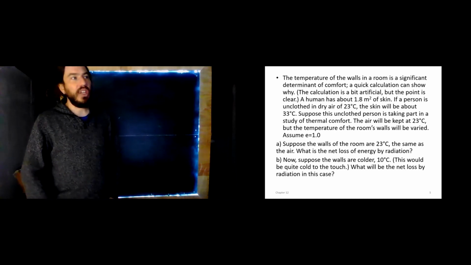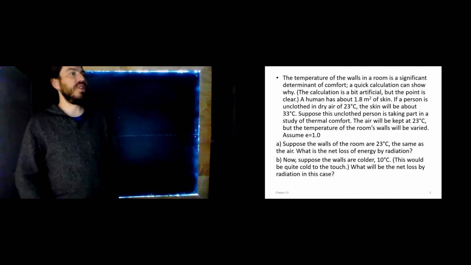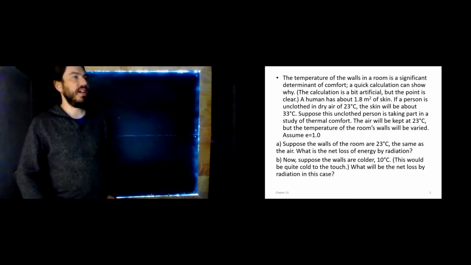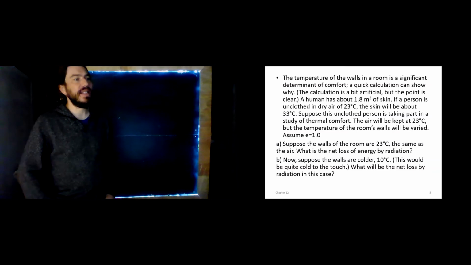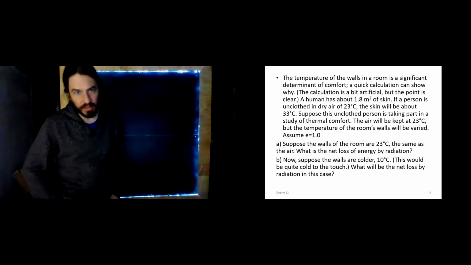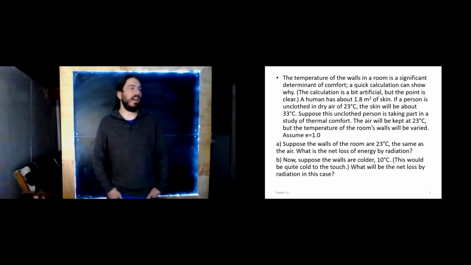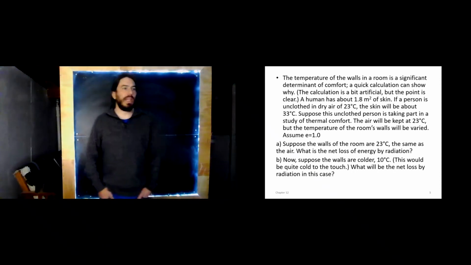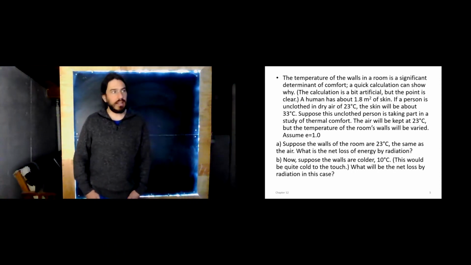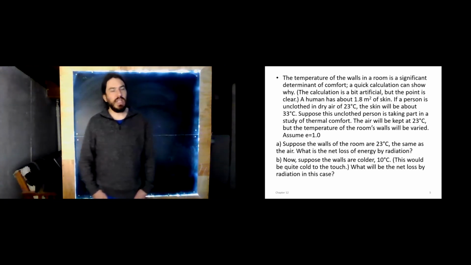Here are some facts. A human has about 1.8 meters squared of skin, so that's about your surface area. If a person is unclothed in dry air at 23 degrees Celsius, the skin will be at about 33 degrees Celsius. Suppose this unclothed person is taking part in a study of thermal comfort. The air will be kept at 23 degrees Celsius, but the temperature of the room's walls will be varied. We're supposed to assume that E equals 1.